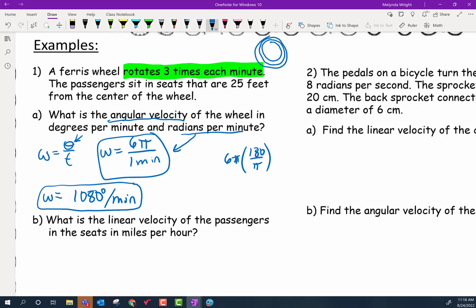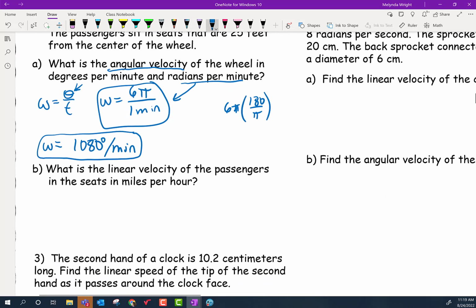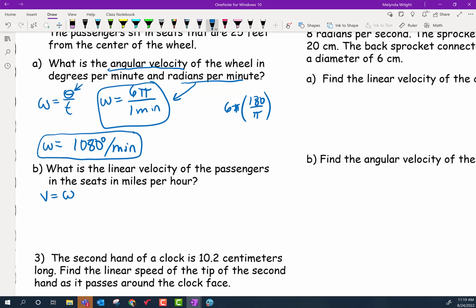Is angular velocity going to be important to us when we start looking at linear velocity? Yes. Isn't linear velocity just angular velocity times r? Yes, that's going to be important, right? They want the linear velocity of the passengers in the seats. Well, okay, we have angular velocity of the passengers in the seats. Let's go for linear. And what do we need for linear? We need the radius. So our formula, the one that connects angular and linear, is linear velocity is angular velocity times the radius, omega times r.